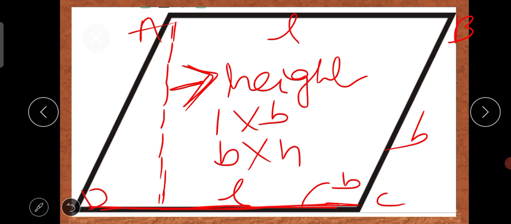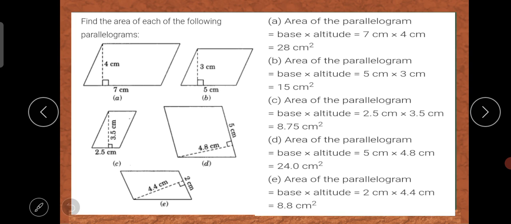So let's start solving the questions. First question: find the area of each of the following parallelograms. So we have to find the parallelogram's area. The formula we remember is B into H. Height is also known as altitude, so you can write H or altitude. So B into altitude, or B into H. What is the base given here? That is 7, and the height given is 4. So 7 into 4 is 28 centimeter square.